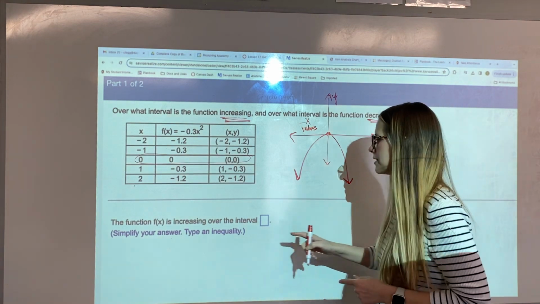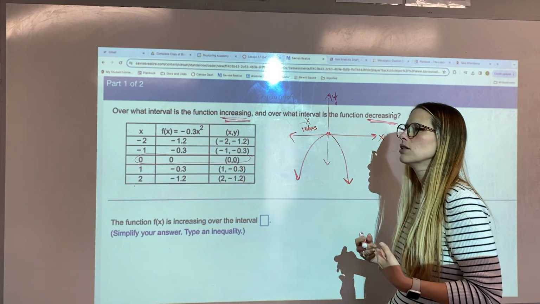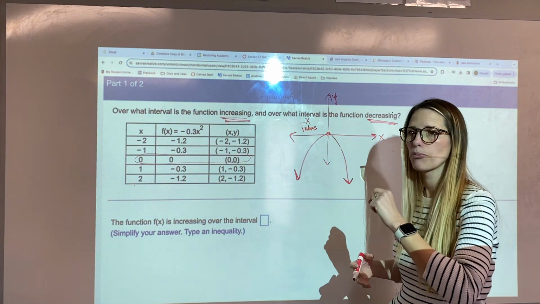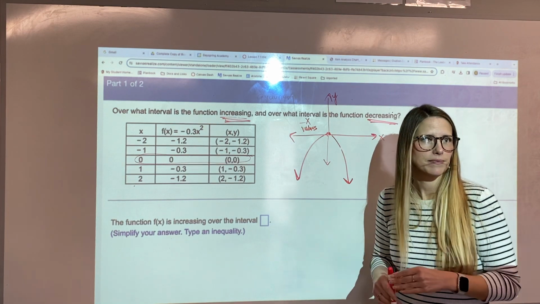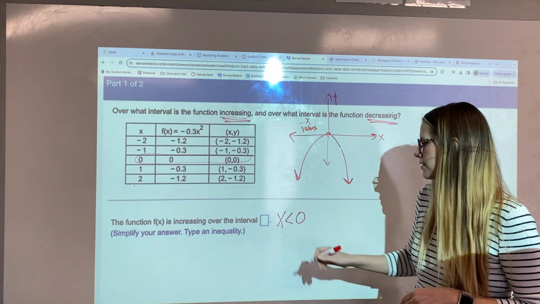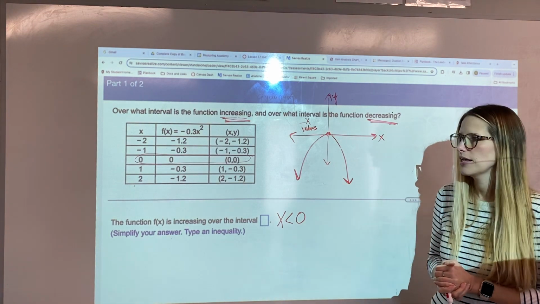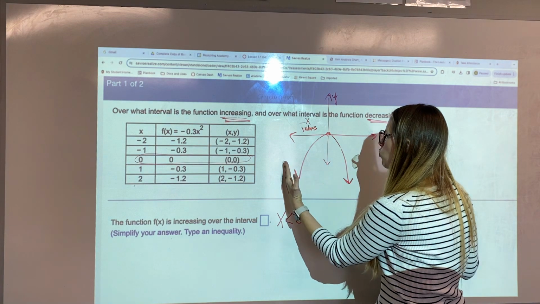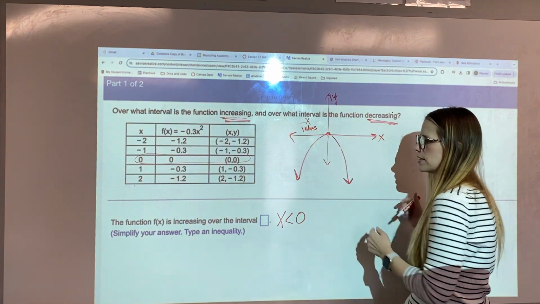What we're doing is we're just kind of describing the type of x values. Now, it says type an inequality. Well, how can I represent negative numbers in an inequality? X is less than 0. Very good. X is less than 0. That's how you describe negative numbers with an inequality. So, reading from left to right, when the values are less than 0, the function increases.